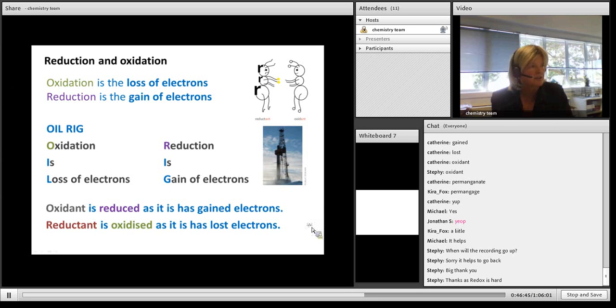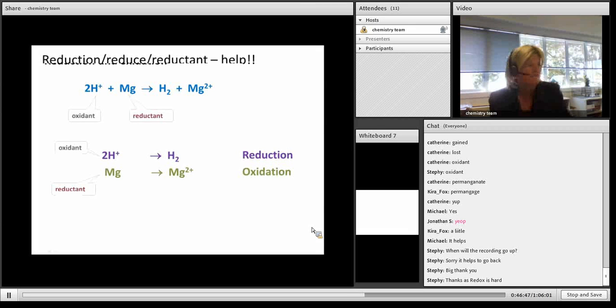Okay, so let's go over this again, because reduction, reduce, reductant, you always think of meaning smaller, and chemistry doesn't mean that at all, so I can quite see the trickiness. So if we go to that original easy example, the hydrogen is the species, the hydrogen ion. It has gained electrons to become neutral. So this species here is the oxidant, okay?